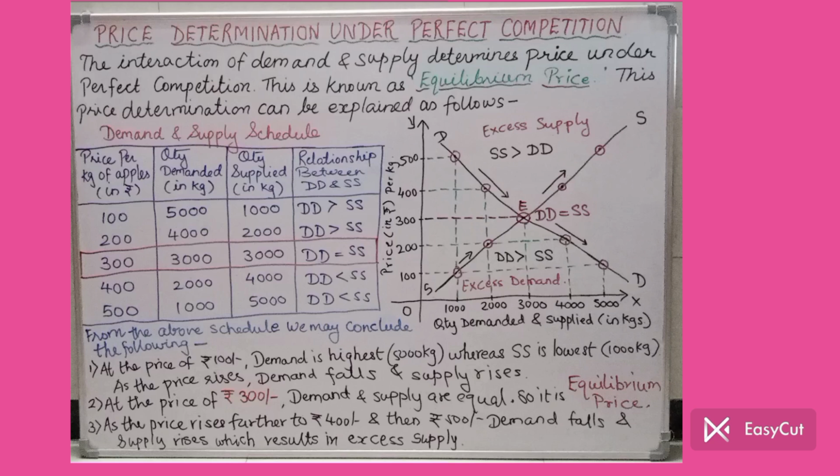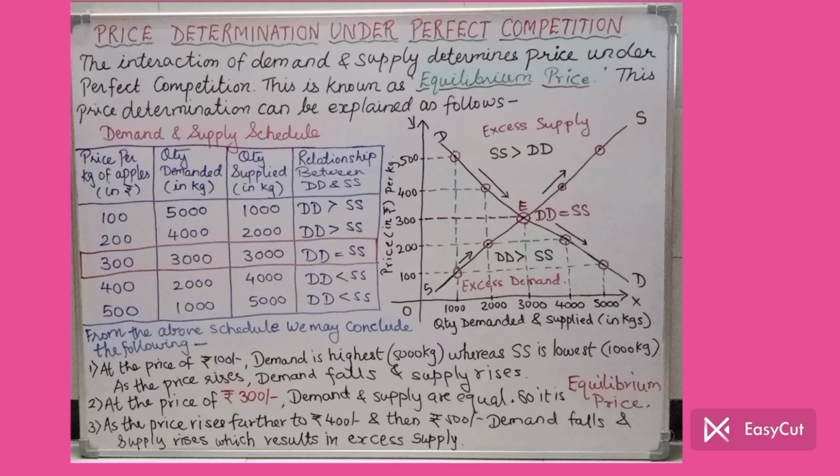Then the second point, at the price of rupees 300, demand and supply are equal. Both are equal, DD equal to SS, and that's why it is called the equilibrium price, which we arrive at by the intersection of the demand and supply curve. If the price further rises in the market, to rupees 400 and then to rupees 500, then demand keeps on falling with the price rise, whereas supply goes on rising because the seller earns more and more profit with the price rise. So as a result, there are excess supply conditions in the market.